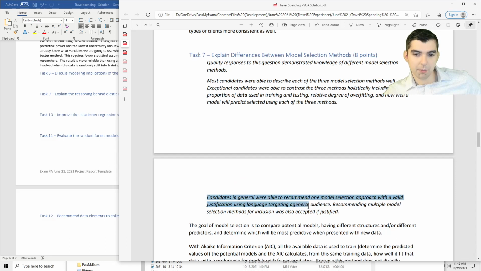Candidates in general were able to recommend one model selection approach with a valid justification using language targeting a general audience. That's key. Keep it high level. If you do use technical language, then be sure to explain the definitions. Recommending multiple model selection methods for inclusion was also accepted if justified.